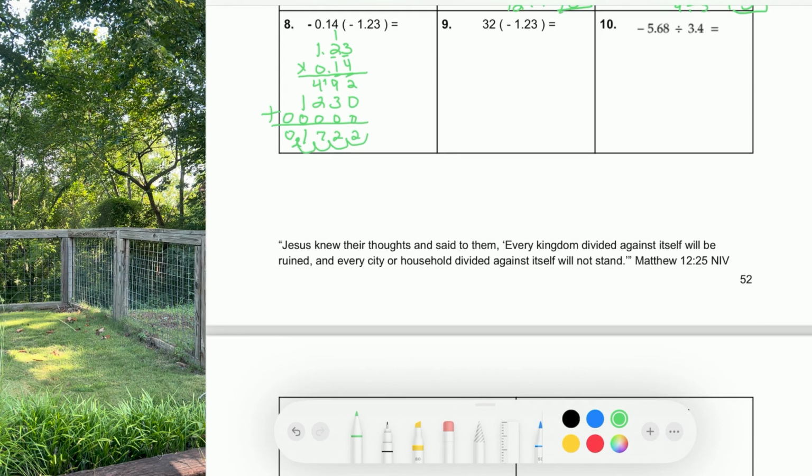So my answer is 0.1722. But I'm not done. I need to look back and decide if it's a positive or a negative. We're multiplying two negatives, so my answer is actually going to be positive.